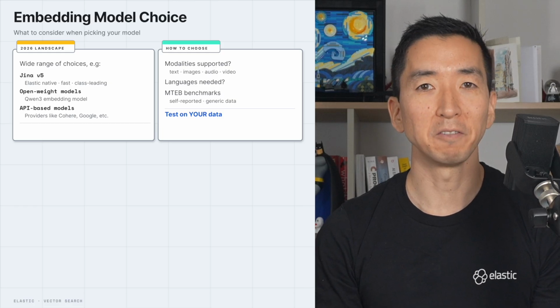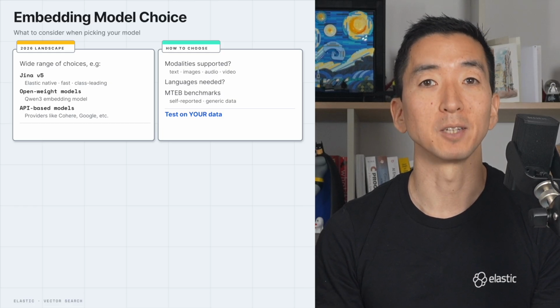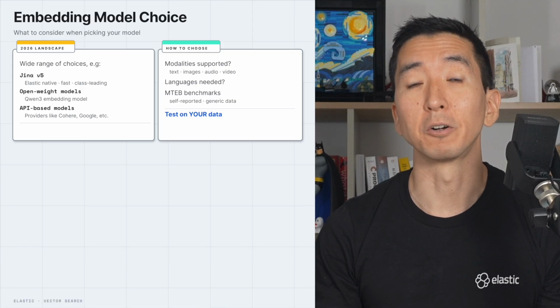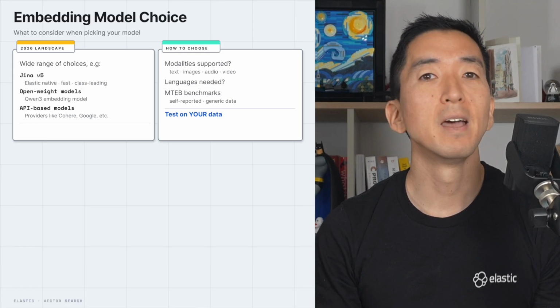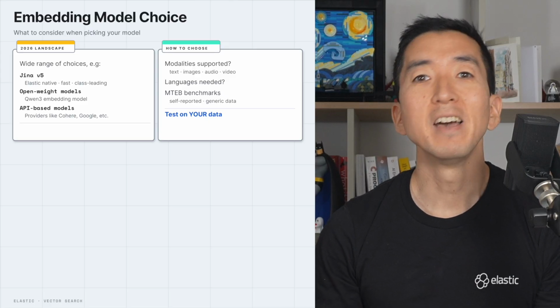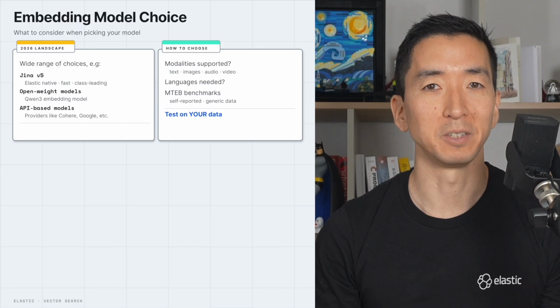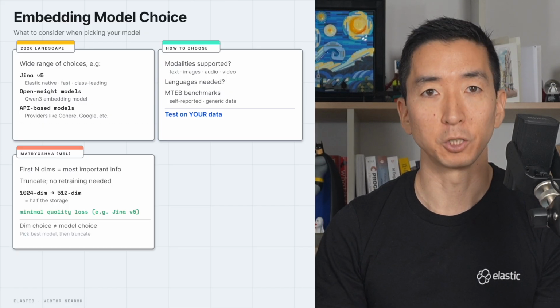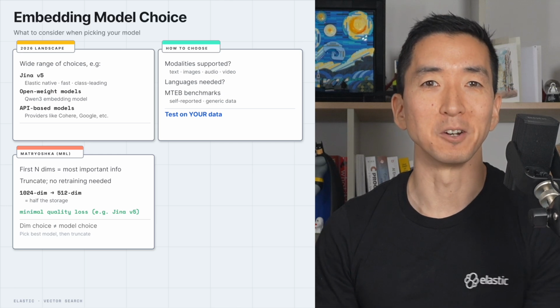You get a great deal of information about the model and benchmarks on standard tasks. Just keep in mind that scores are self-reported across generic benchmarks. And since your actual task is unlikely to involve the benchmark dataset, it's a good idea to test on your actual data.